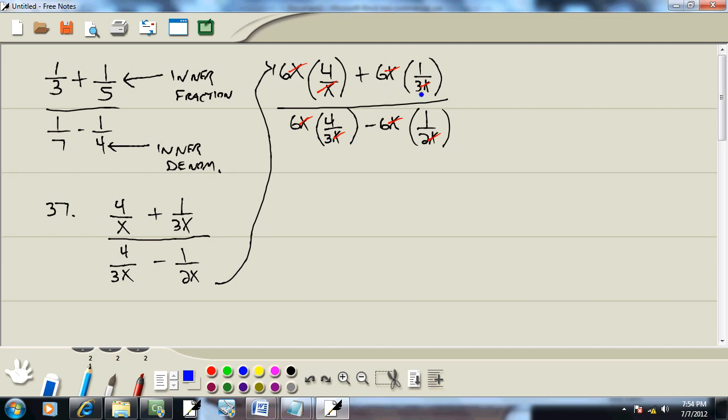Now we can do a little bit of simplifying here. Here we got 3 and we got 6, they're both divisible by 3. 3 divided by 3 is 1, 6 divided by 3 is 2. And here we got 3 and 6 again, they're both divisible by 3. 3 divided by 3 is 1, 6 divided by 3 is 2. And here we got 2 and 6. Those are both divisible by 2. 2 divided by 2 is 1, 6 divided by 2 is 3.